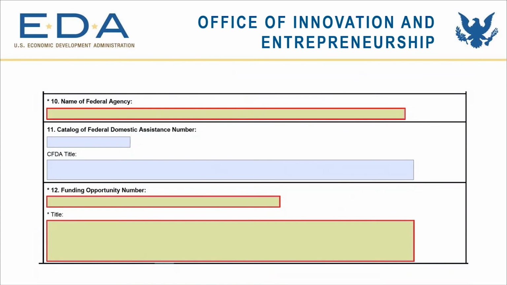For Section 10, name of federal agency. This should come pre-populated by the application package, but please confirm this is correct and filled in with the agency in which you're applying for funding to. For OIE grants, it should say Department of Commerce, Economic Development Administration. For Section 11, the CFDA number. This should again be pre-populated for the specific funding opportunity, but if not, it can be found on the funding opportunity page on grants.gov.